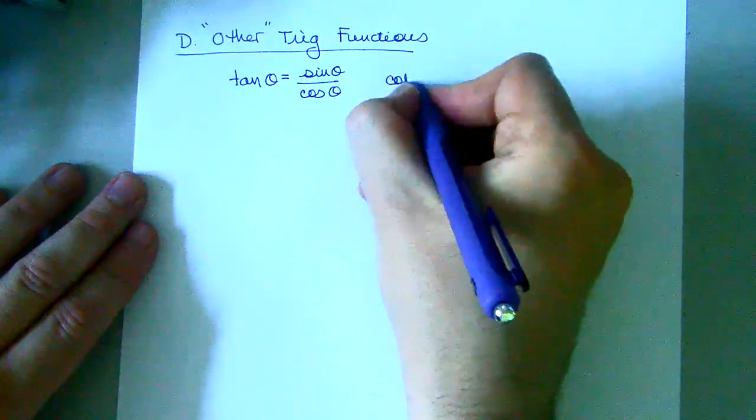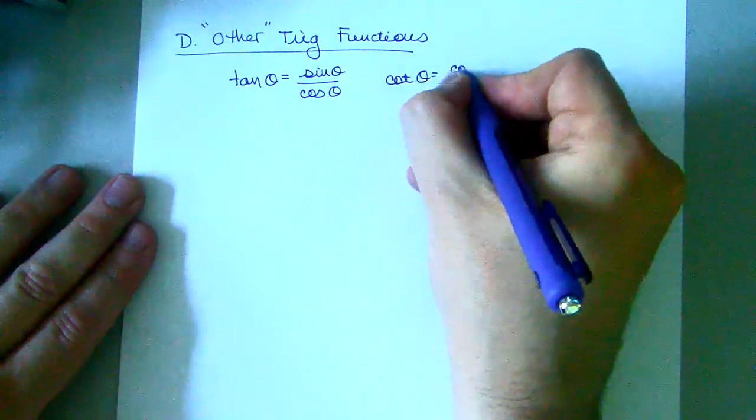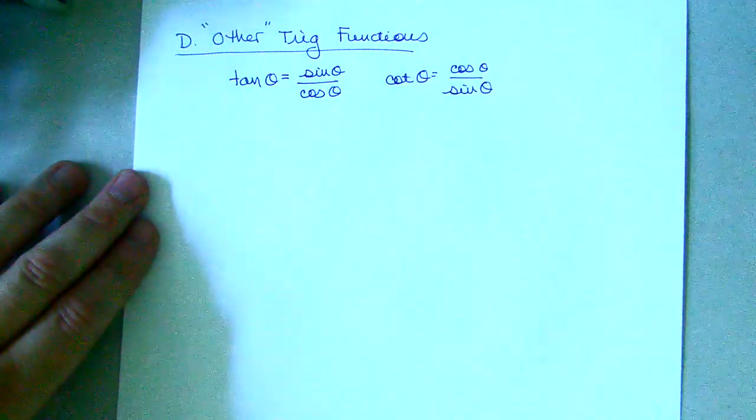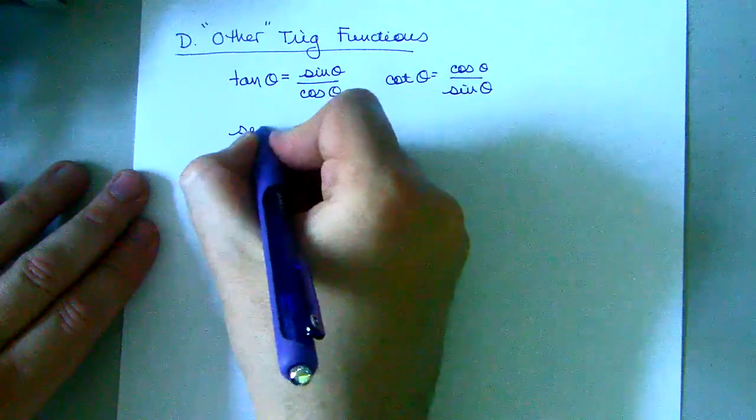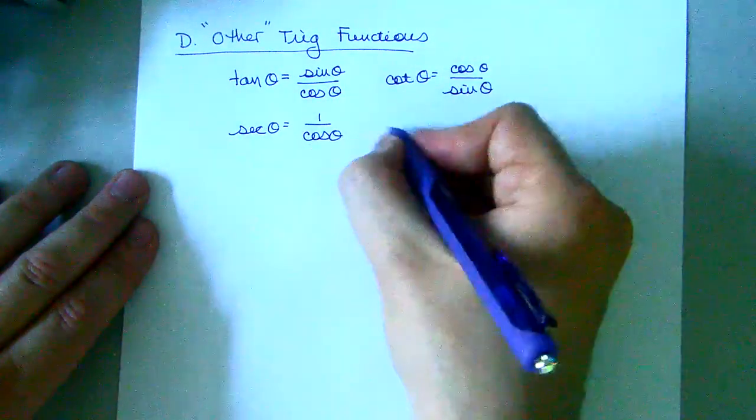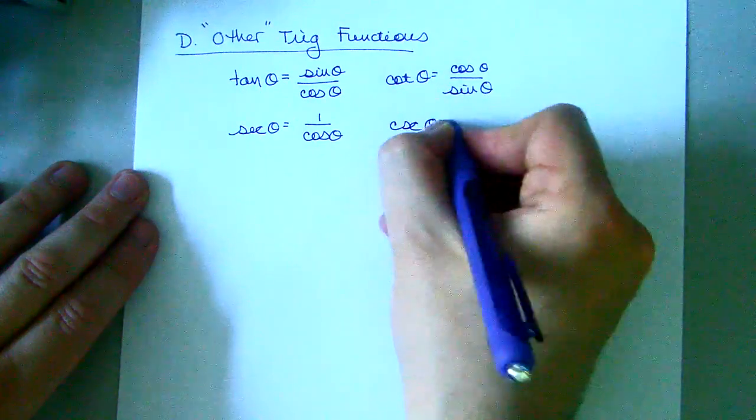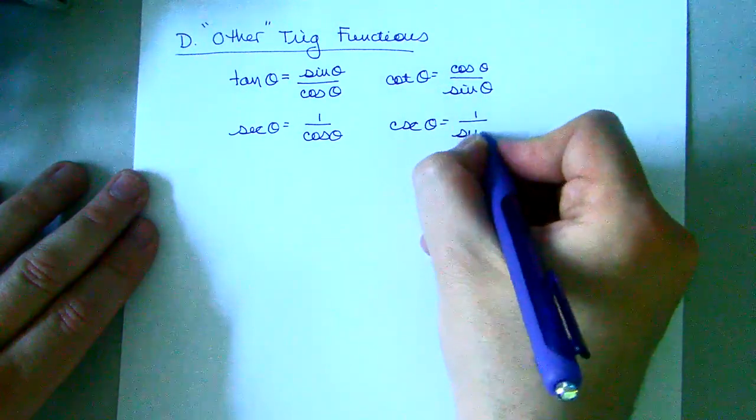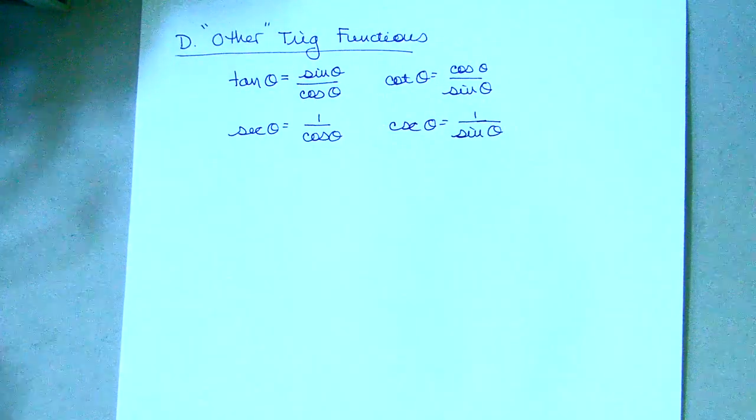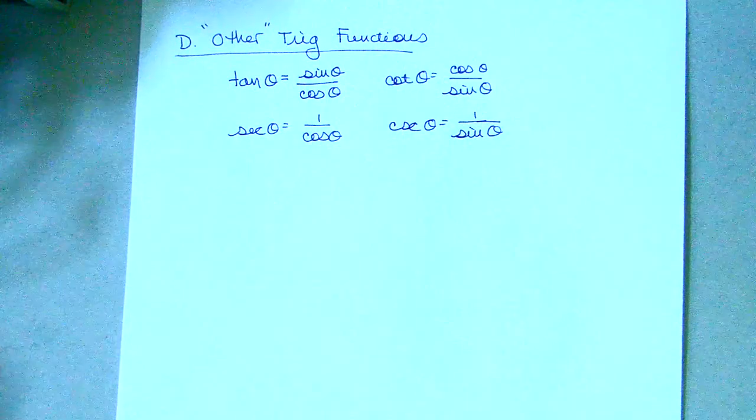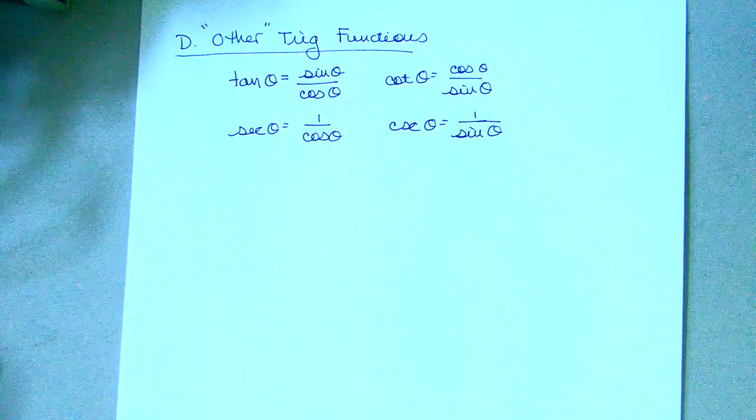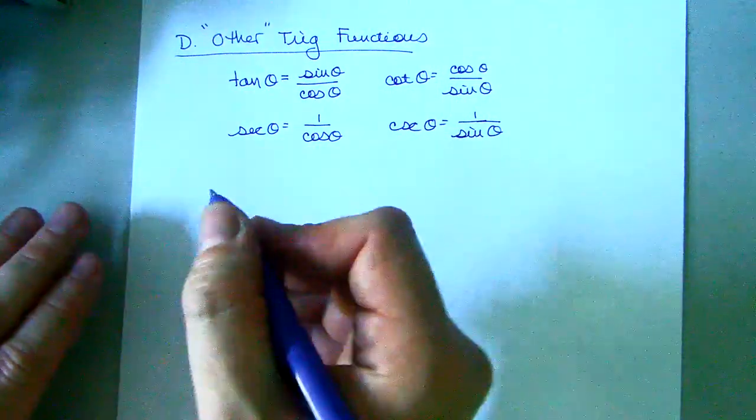The cotangent of theta is the cosine of theta over the sine of theta. The secant of theta is 1 over the cosine of theta. And the cosecant of theta is 1 over the sine of theta. And the point is, we can use just sines and cosines to figure out the tangent, cotangent, secant, or cosecant of any angle around the unit circle. Let me show you a few examples.